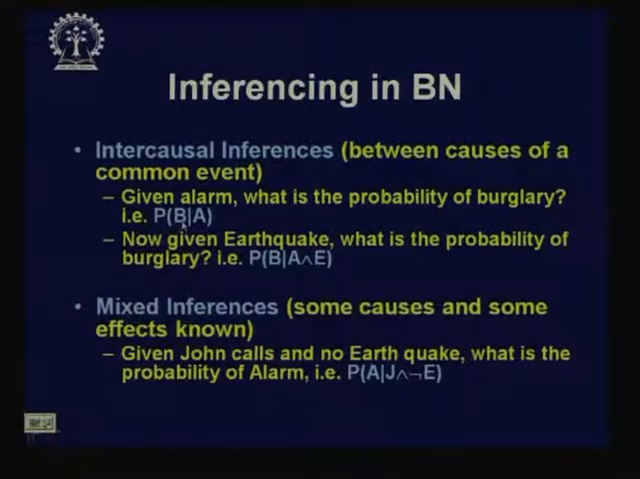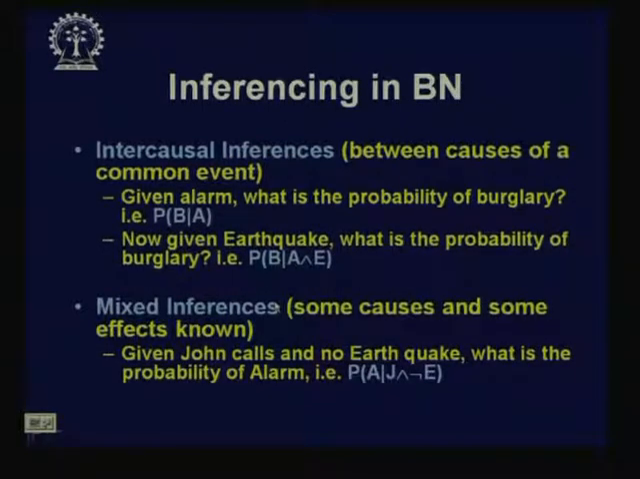Alarm can be caused by both earthquake and burglary. From there, if one is known, then what is the probability of the other one? I know the probability of burglary given alarm. Now, given earthquake, what is the probability of burglary? Alarm has been there. So, given A and D, what is the probability of B?